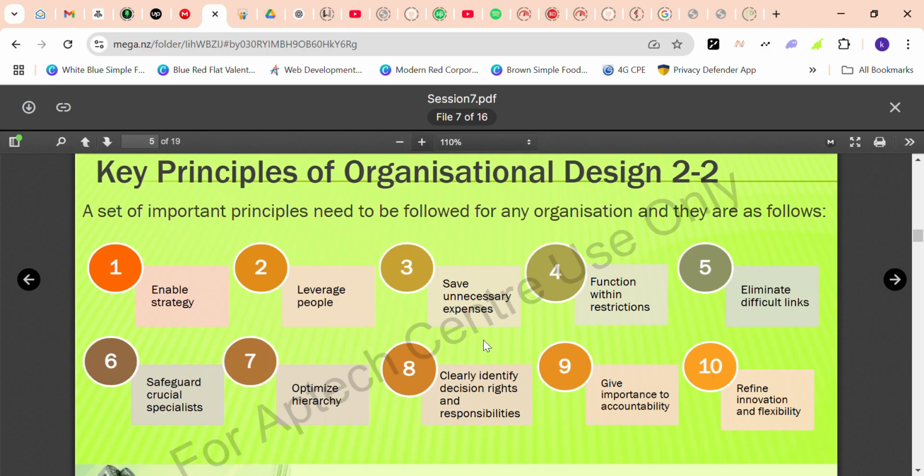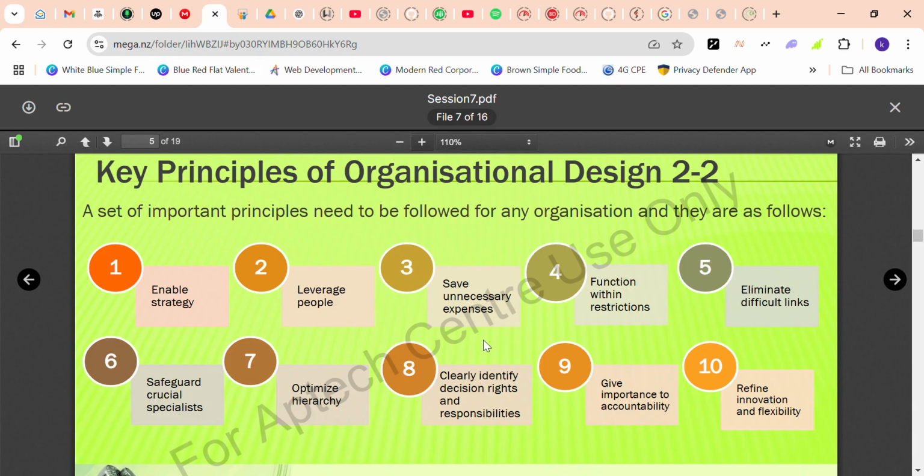Now, a set of important principles needs to be followed for any organization, and they are as follows. Number one, enable strategies. Every strategy you want to implement must be realistic, something that is achievable. Number two, leverage people. People that are going to work for you, make sure that they are highly skilled. Number three, save unnecessary expenses, which is budgeting resources, budgeting everything that you are going to do, managing the resources and the rest. Number four, function within the restrictions. Every do and don't must be respected.